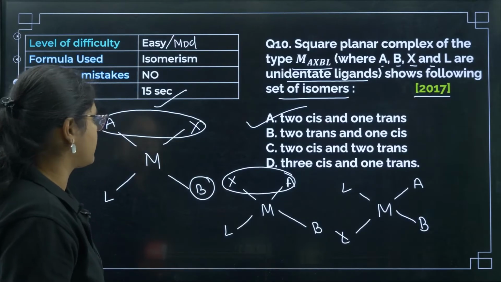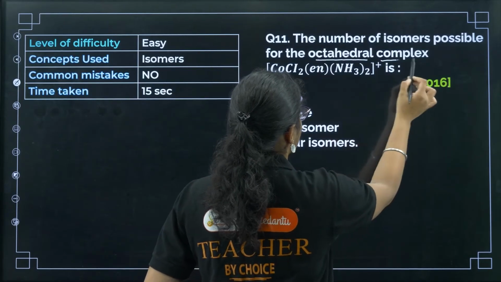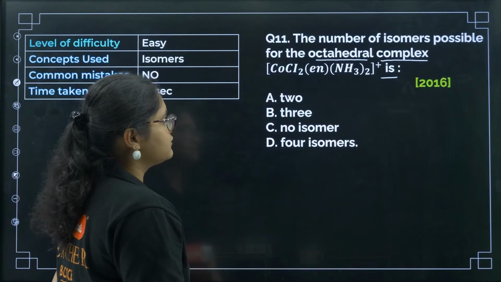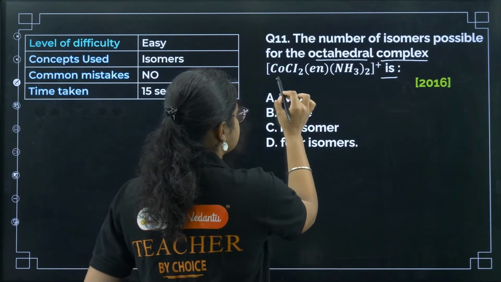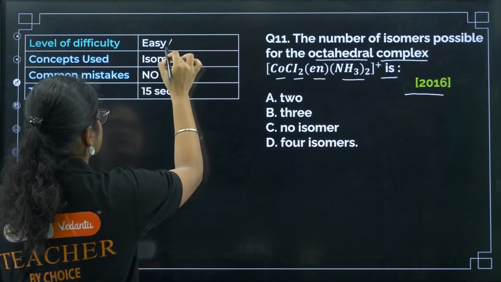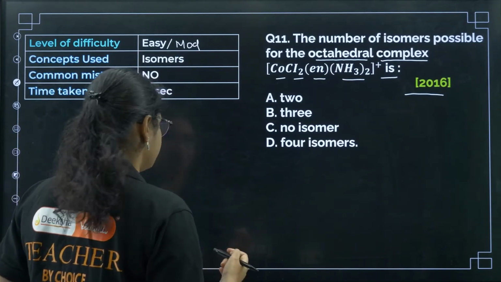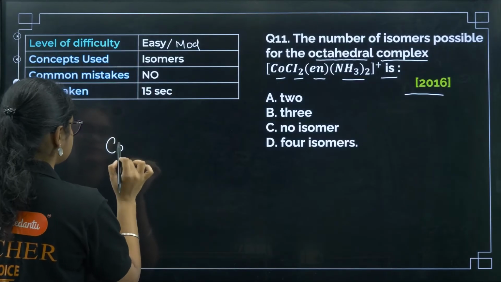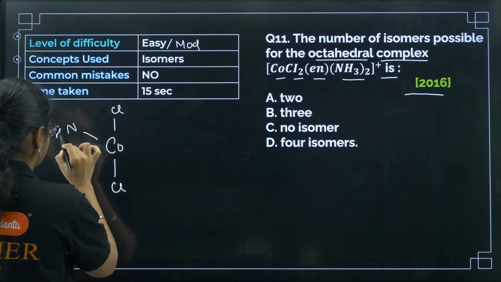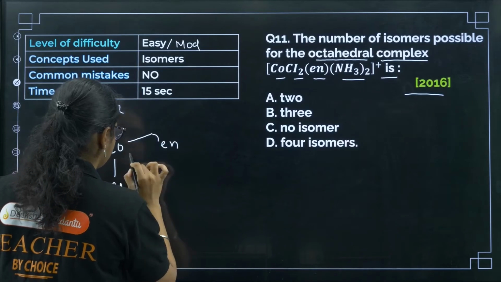Next we can see the next question. The number of stereoisomers possible for the octahedral complex of the type [CoCl2(en)(NH3)2] is... So this is a 2016 question. Again, this is a moderate level question as well, because you should remember all the isomers that are possible. So let us see. First of all, I can do it like this: CoCl2 on one side, NH3 on one side, and then I have an en here.